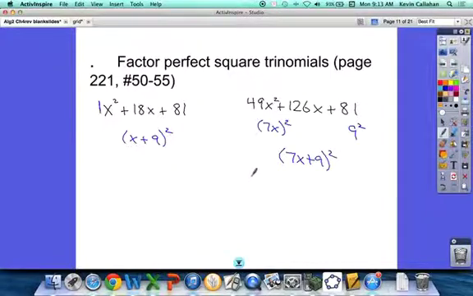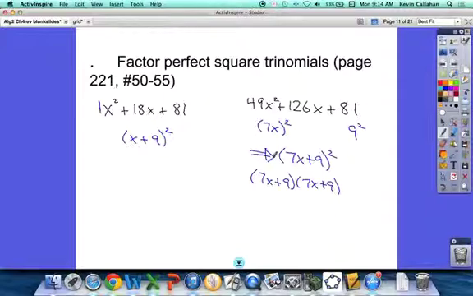Well, if you foiled 7x plus 9 times 7x plus 9, the middle term would have been when you got the 7x times 9, that's how many x's? 7 times 9 is 63. And then you'd get it again, 7x times 9. So there's another 63, which is 126. So it's correct. So this is the factoring.